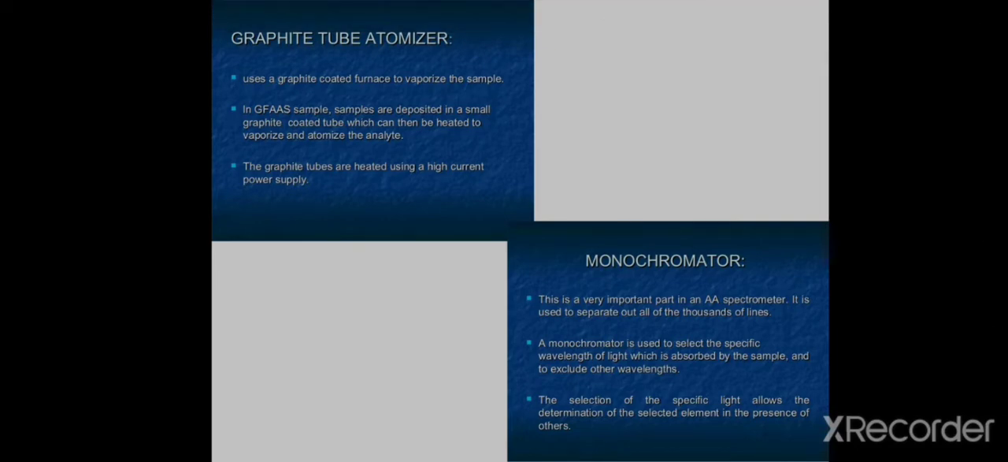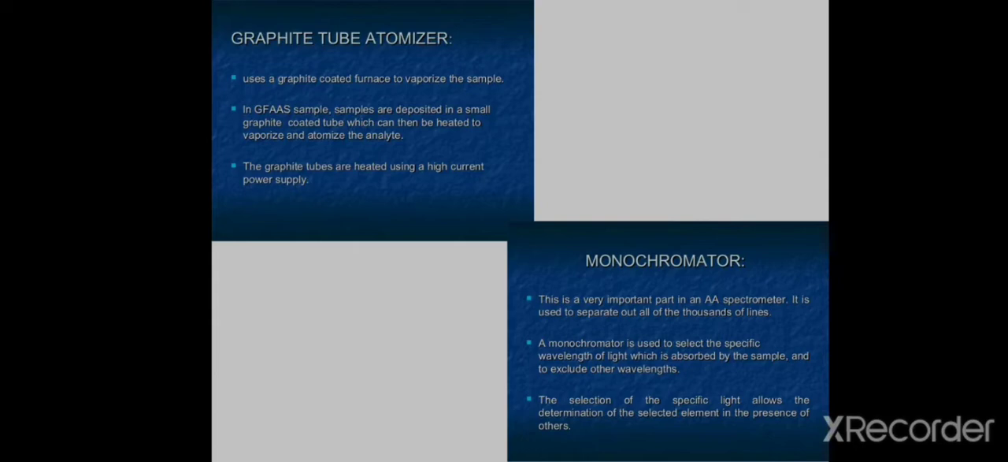Then the next one is the graphite tube atomizer. It uses a graphite coated furnace to vaporize the sample. Samples are deposited in a small graphite coated tube which can then be heated to vaporize and atomize the analyte. The graphite tubes are heated using a high current power supply.